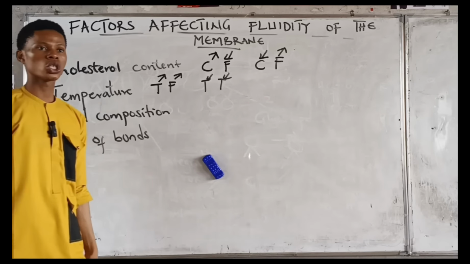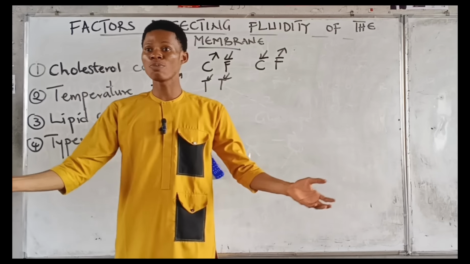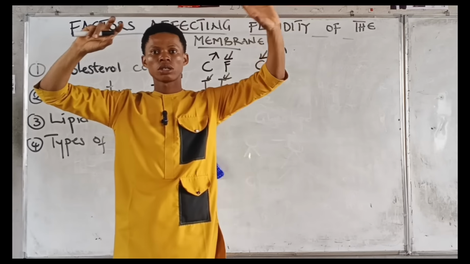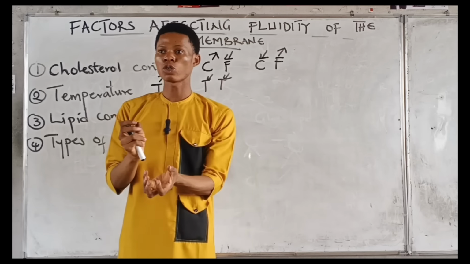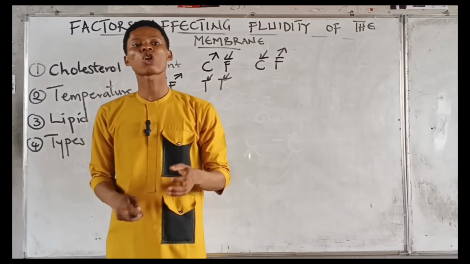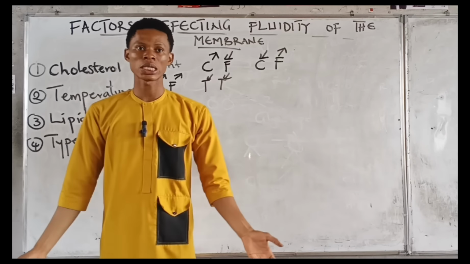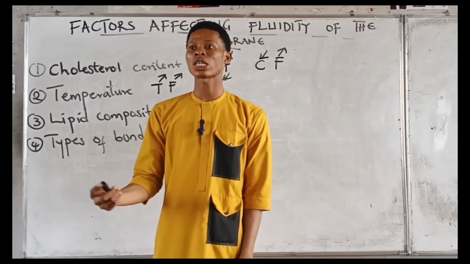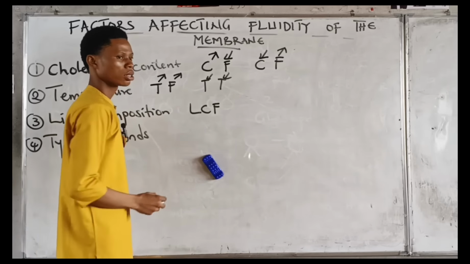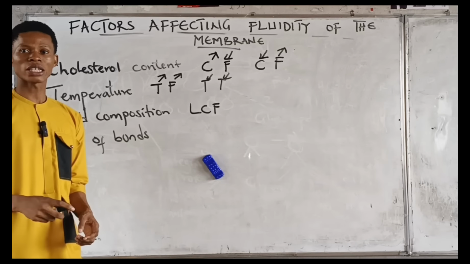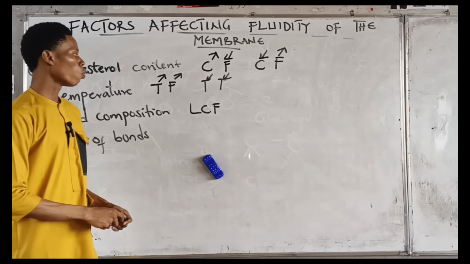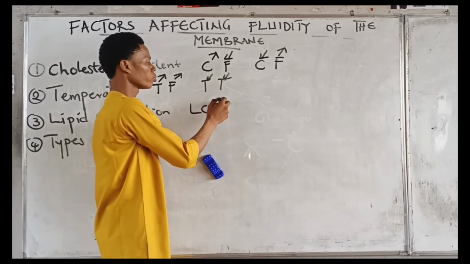Then lipid composition. We know the lipid is phospholipid. But now, in the phospholipid we have two chains, two tails, right? Then the phosphate head. What kind of fatty acid are we using? Is it long chain fatty acid or short chain fatty acid? Is it saturated fatty acid or unsaturated fatty acid? Now, if the composition of that lipid is long chain fatty acids with saturated bonds, will it increase fluidity or reduce fluidity?